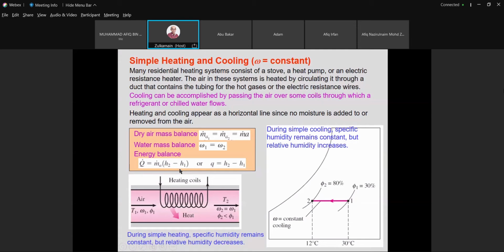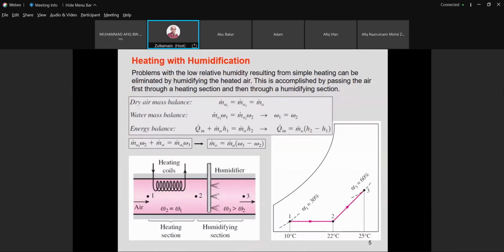So how to get h2 and h1? We could get them from the psychrometric chart, project point 1 to point 2, project point 2 for the enthalpy, then we could have the difference in enthalpy. All right? So that is how we use it for the heating process.